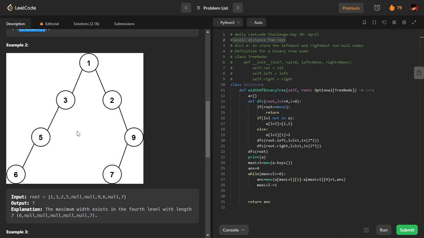At level 2, one right child will come for 3, and similarly one left child will come for 2. They will have two children at level 3. So just to count, 2 plus 2 is 4. One child will come from 5, so 4 plus 1 is 5, and then 6 and 7.